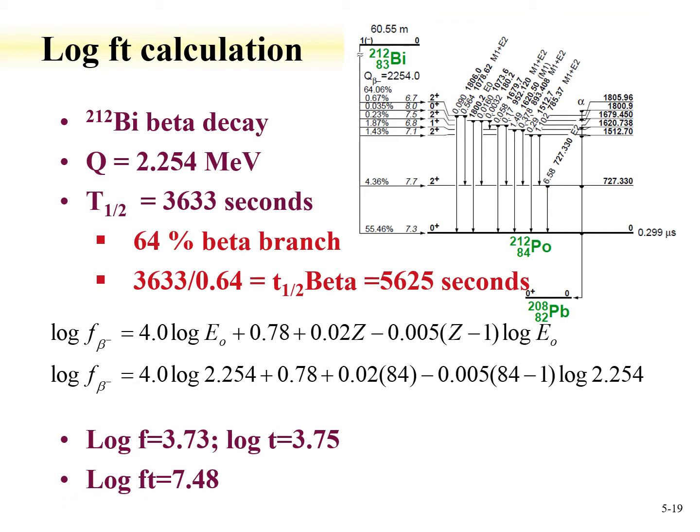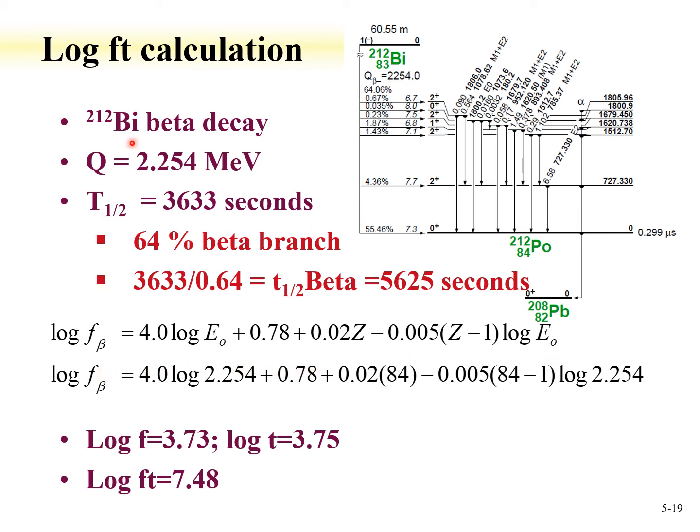We can perform another log Ft calculation. Now let's use the beta decay of bismuth 212. The Q value is listed here. We need the Q value in MeV, so it's 2.254 MeV. The half-life is 3,600 seconds. Well, we actually need to get the beta decay half-life, which winds up being 5,625 seconds. Remember that this is a 46% beta branch, so we use one of the equations that we discussed earlier. If I use my equation for the log F beta minus, I have this equation.